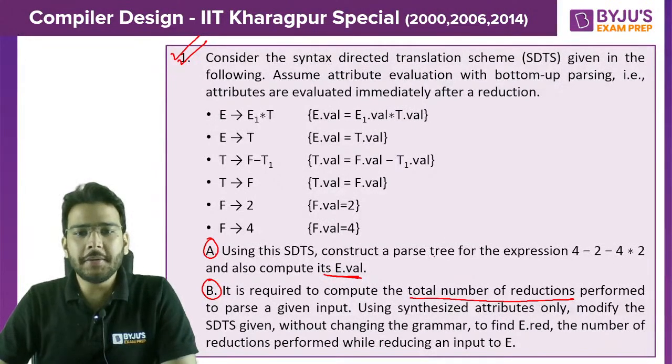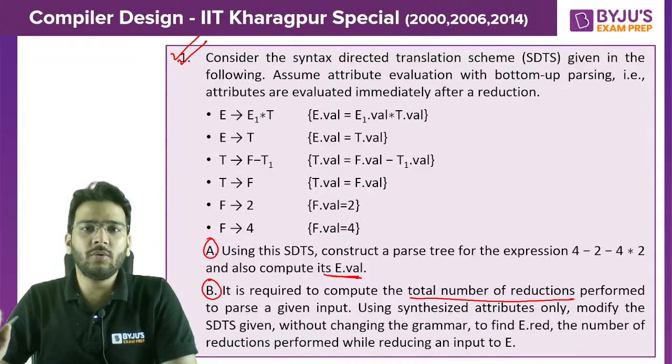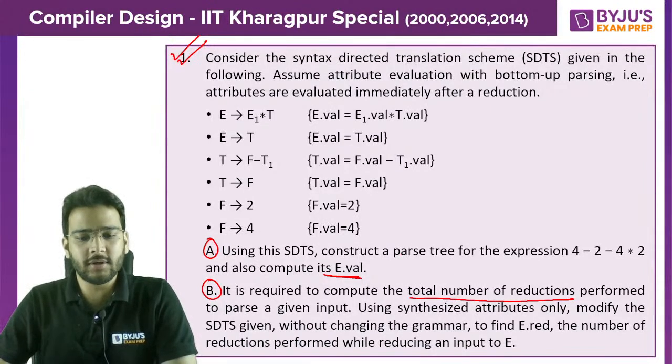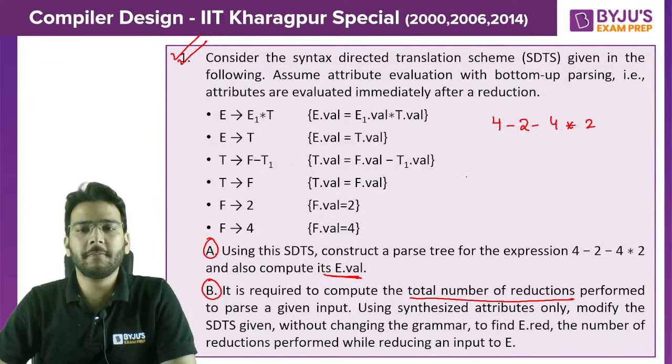See, this is a very simple question. You don't have to construct the parse tree. Even though in part A they say to construct a parse tree for the expression, there is no need to construct the parse tree. Directly we can solve it. This is the expression given to you, 4 minus 2 minus 4 star 2. Now according to the given SDTs, we can just find out the precedence and associativity of all the operators present here. Correct?